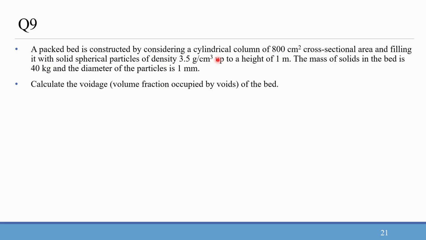How do we calculate it? Given the column dimensions, we can calculate the volume of the cylindrical column. So now we know the total volume. Next we need to find the volume occupied by the particles. If we know the volume occupied by the particles, we can calculate the volume occupied by the voids, that is, the empty space in the column. That void volume divided by the column volume will give us the void fraction. That is how we need to do it. So we will move towards a solution.